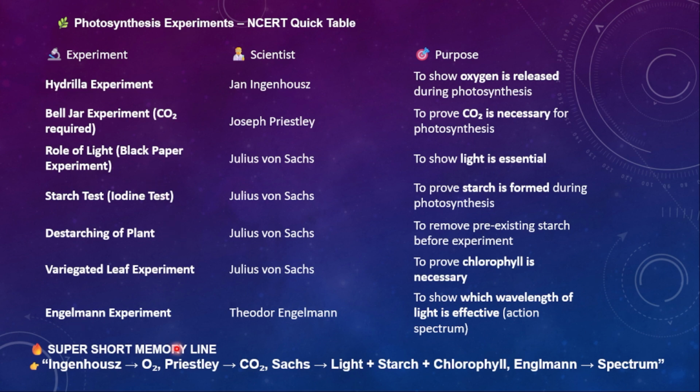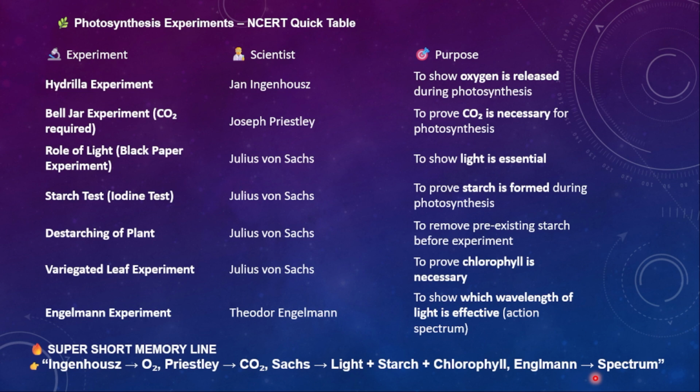And a super quick, easily memorable line is: Ingenhousz O2, Priestley CO2, Sachs light, starch, and then chlorophyll, Engelmann spectrum. Okay, action spectrum. In one line only you can remember: Ingenhousz O2, Priestley CO2, Von Sachs light, starch, and then chlorophyll, and then Engelmann is about action spectrum.